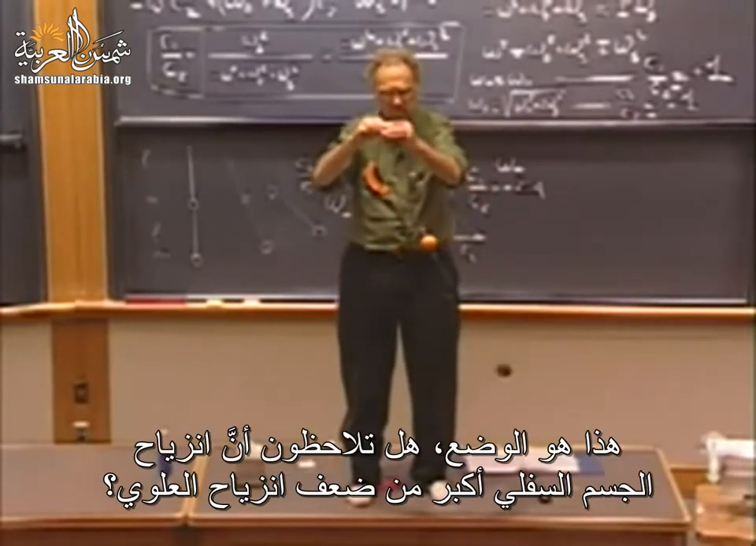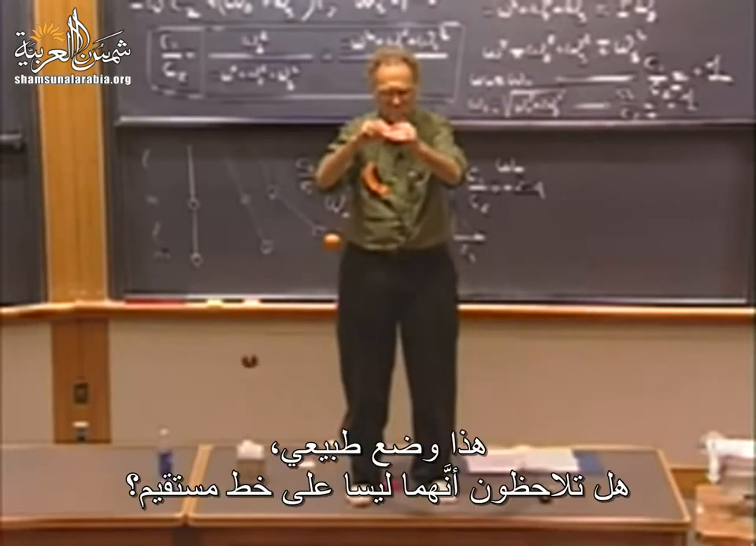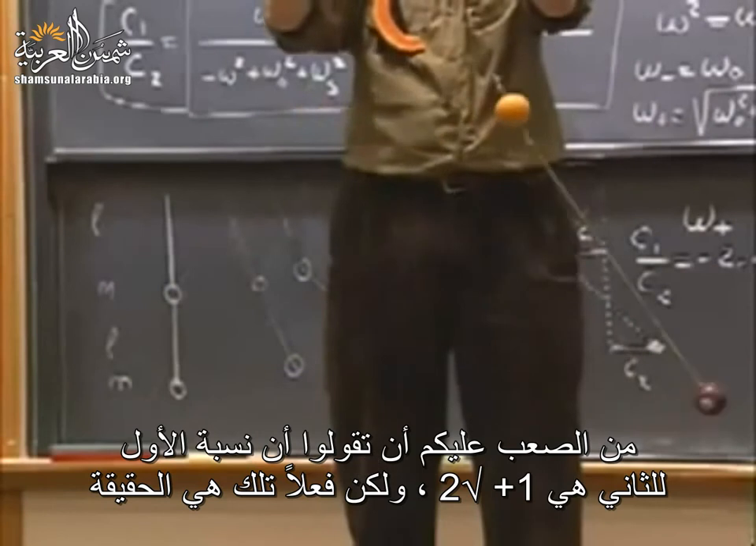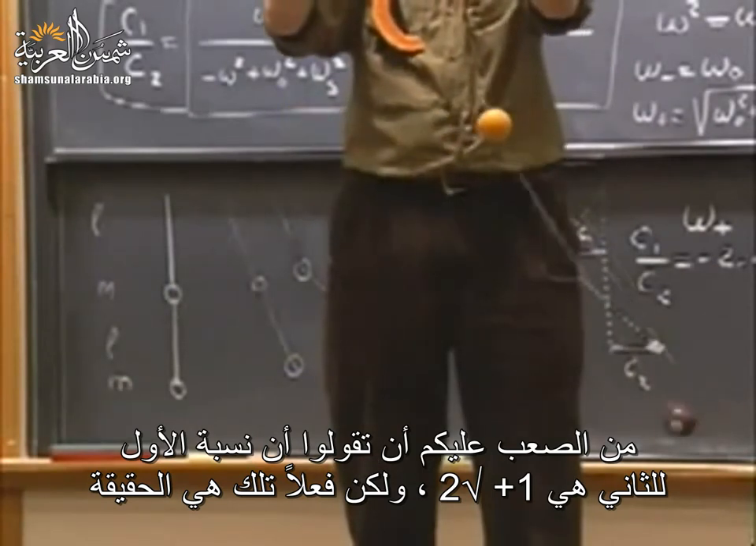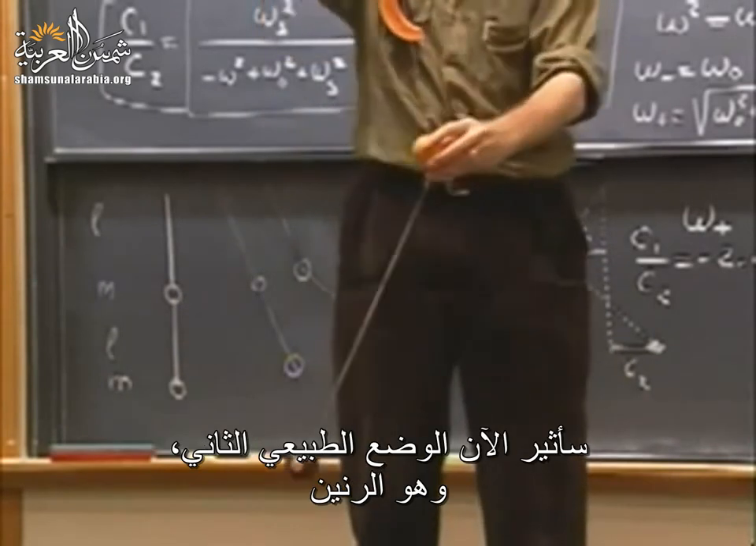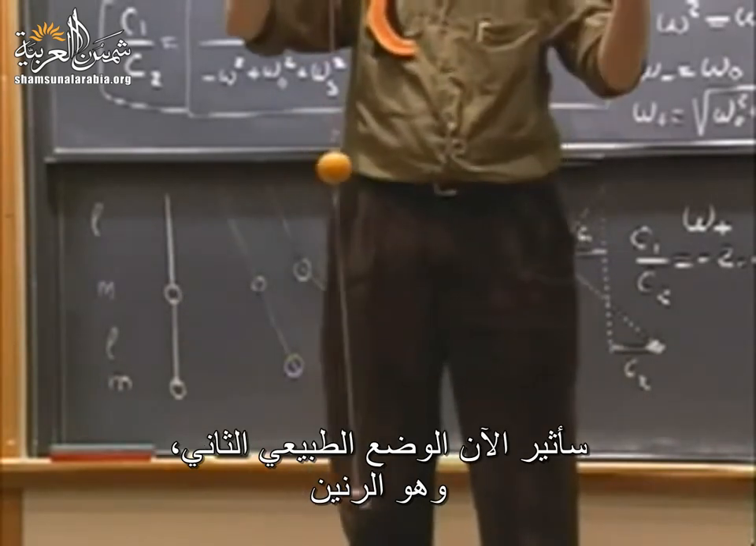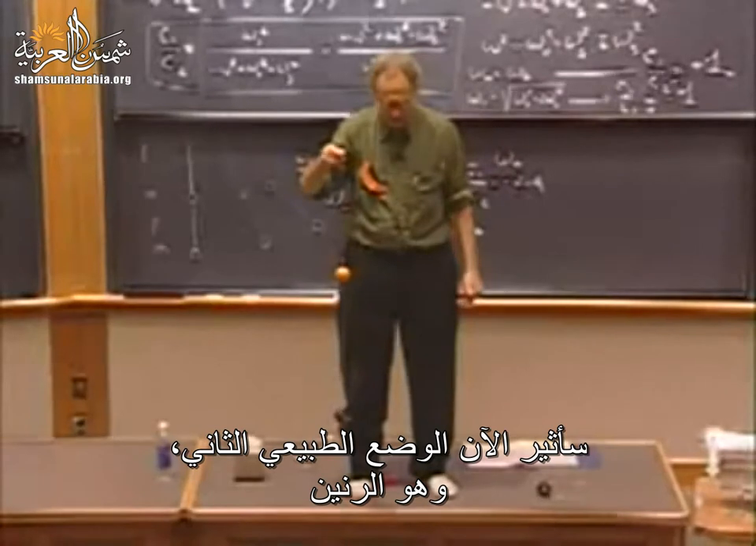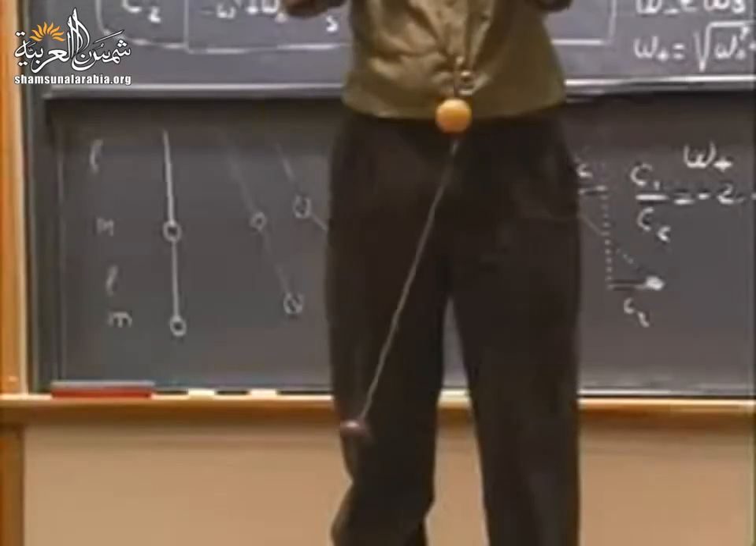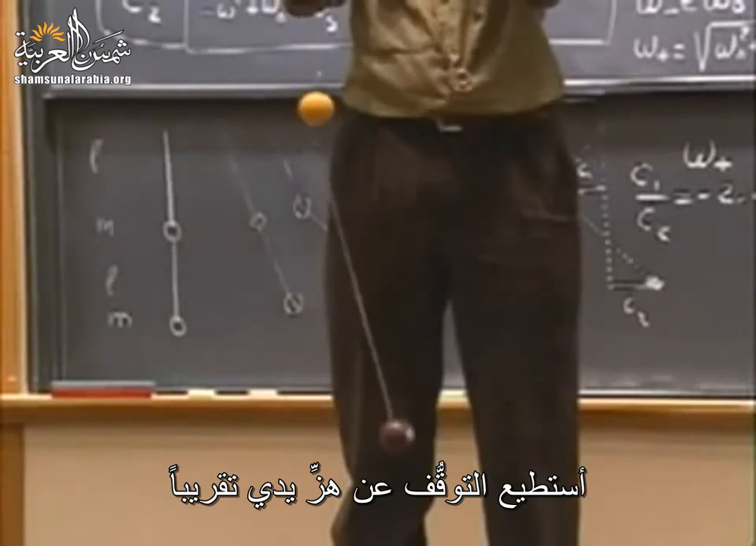This is the mode. Do you see that the bottom one is further away than twice the top one? This is a normal mode. Can you see it, that it's not a straight line? Now, it's hard to say that it is 1 plus the square root of 2, of course, from your seats. But it is, that's what it is. So now I'll excite the second normal mode, which is a resonance. That's it. And I can almost stop swinging it.